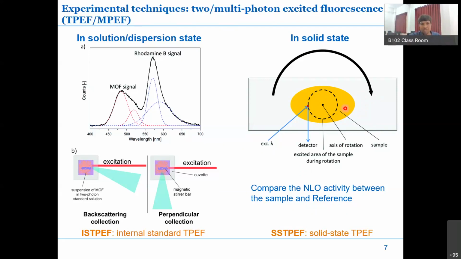Then you plot the graph using the following equations. Looking at the naming, the first one is IST, internal standard TPEF, two-photon excited fluorescence, where rhodamine B acts as an internal standard, and you estimate the two-photon excited fluorescence and then calculate the absorption cross sections. In the solid state, you don't have an internal standard; rather, you have an external standard. You measure the value of the compound in the solid state, packed in the slides, collect it along with your reference, and then compare them.